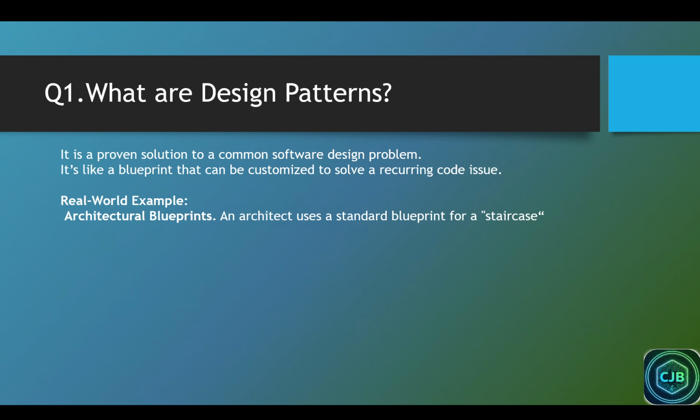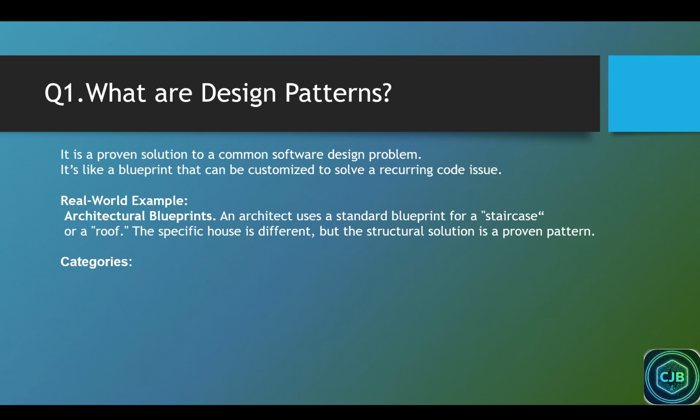Real world example: architectural blueprints. An architect uses a standard blueprint for a staircase or a roof. A specific house is different, but the structural solution is a proven pattern.